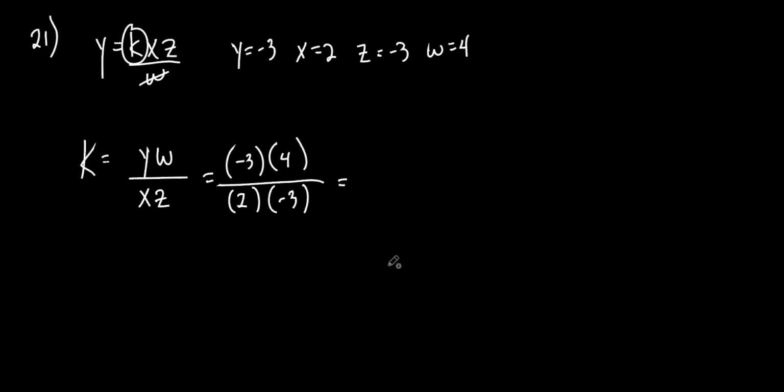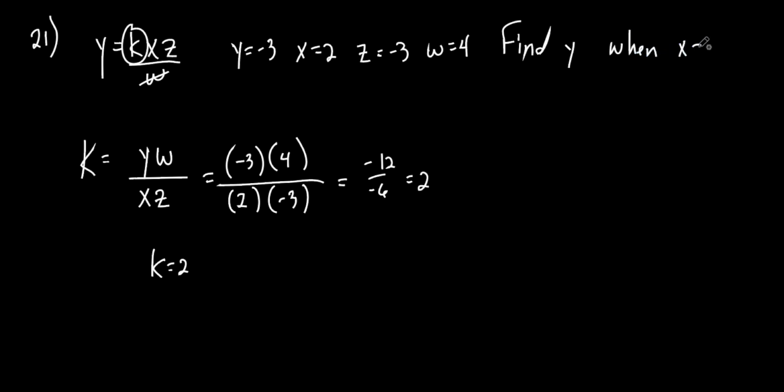So what do we got? That's -12 over -6. That's easy. What's that? 2. So k equals 2. It's not what they ask for, though. Sam, help me out. What do they ask for? Find y, when x equals 4, z equals -7, and w equals -4.